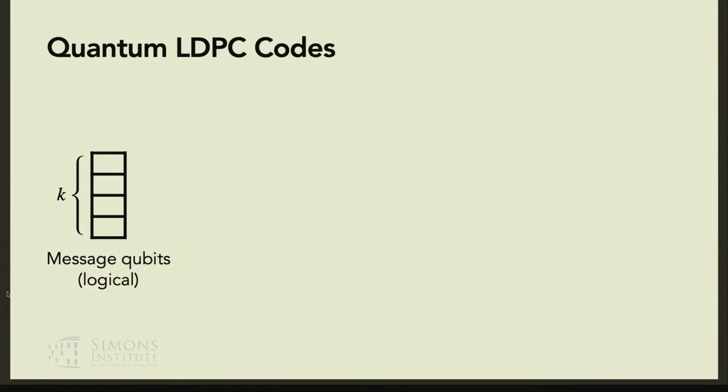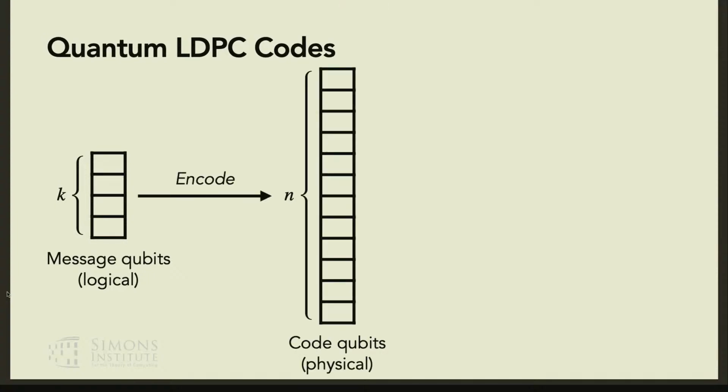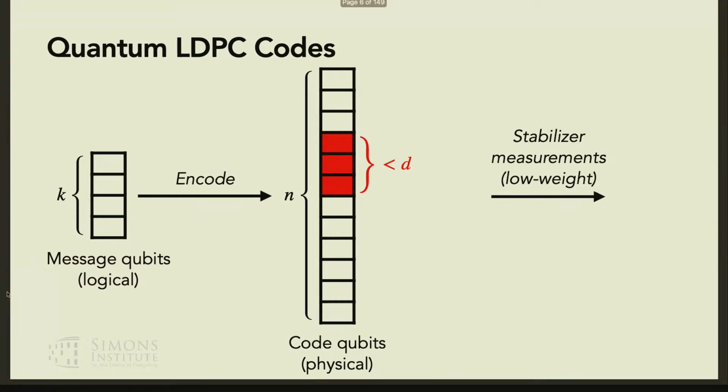So the general setup in quantum error correction is that we have some k message qubits or logical qubits, which we want to pass through an encoding function to get some larger number n of physical code qubits, with the property that if we experience corruptions on some bounded number, say up to d of these physical code qubits, we can perform some stabilizer measurements and recover the original message.